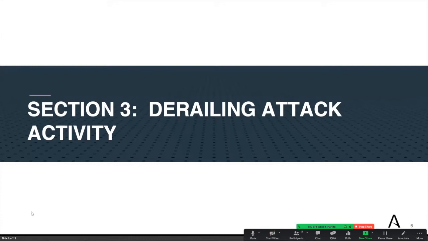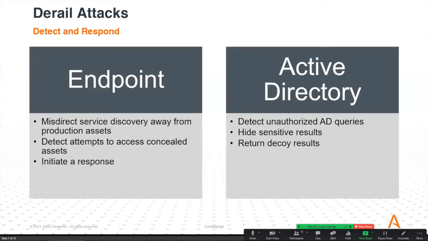First up, derailing attacks. If you recall, last week we talked about preparing for your defenses and reducing your attack surface. Now, this is where all that preparation we discussed pays off. So let's start with the endpoints. First is misdirecting service discovery away from the production assets. Generally, attackers will run port scans to find open services to compromise. They do so that they can move laterally from system to system. It's one of the things that they do.